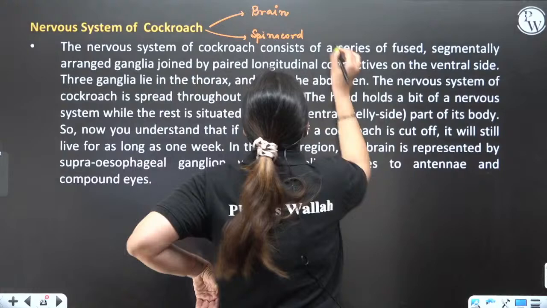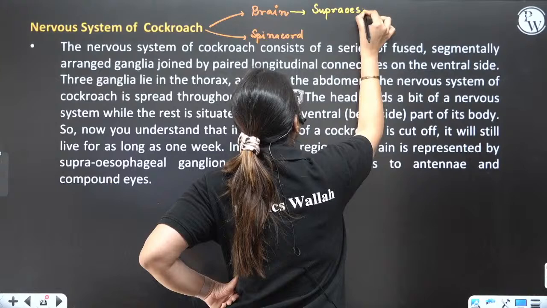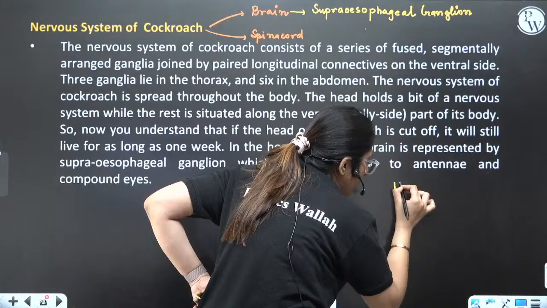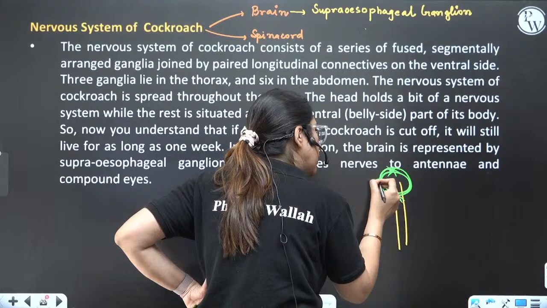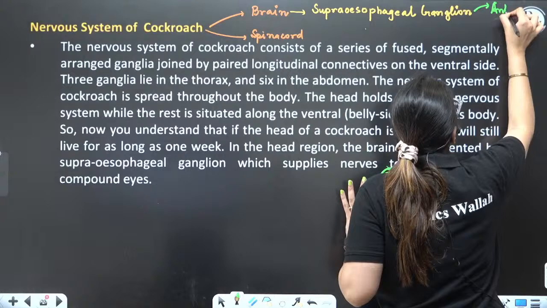Now corresponding to this, what is present in case of cockroach? Let's have a look. In the brain, they have a supraesophageal ganglion. So what is the supraesophageal ganglion? This is an esophagus. And here in the brain region, they have the supraesophageal ganglion like this, surrounding it. Supra means outside, encircling it. Now this supraesophageal ganglion will supply nerves to the antennae, and second to the compound eyes.